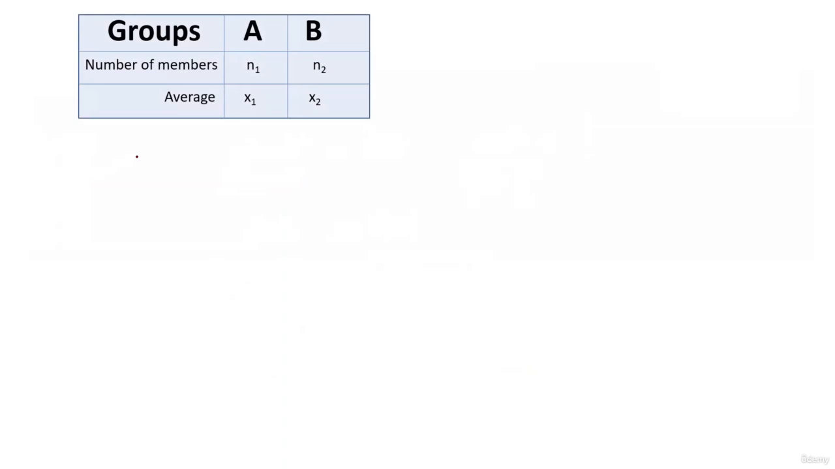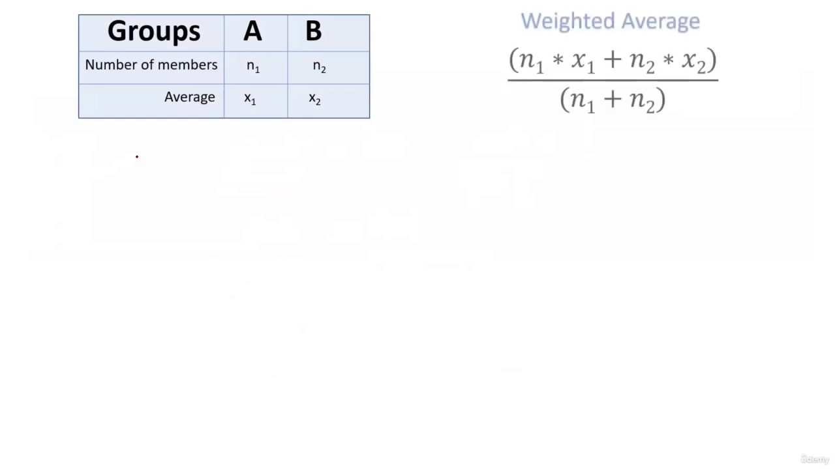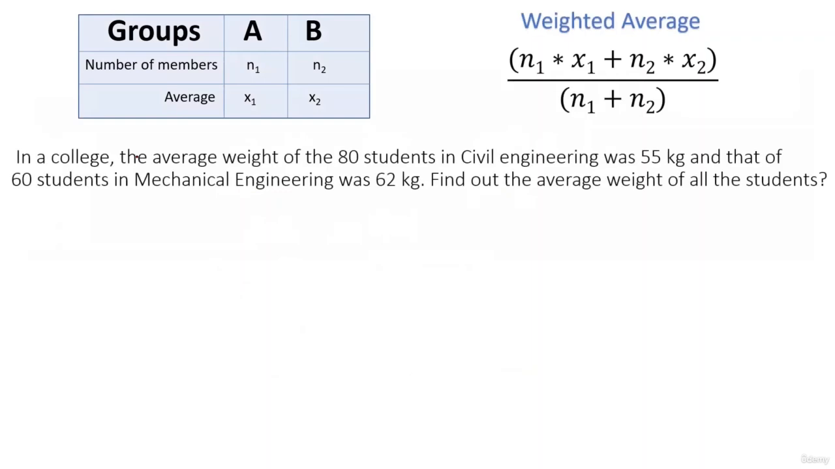So right now we'll see a recap of weighted average, because we are going to deal with some other concepts with regard to that. For groups having a number of members n1, n2 and average values x1, x2, the weighted average is given by (n1 x1 + n2 x2) divided by (n1 + n2). Based on this we solved a question in the previous class.